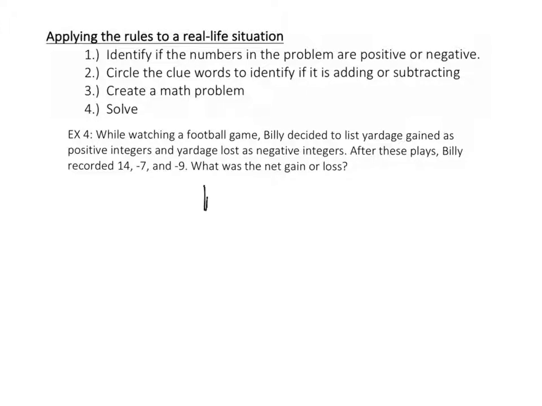So if we start at the goal line and we go forward 14, make that line a little straighter. We go forward 14, and then we go back 7, and then we go back another 9. How far back are we? To find this out, we need to identify the numbers. So I have 14, -7, and -9.